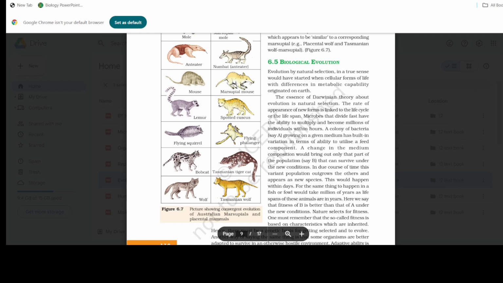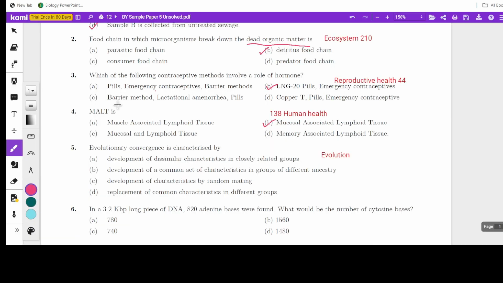Now let's check the question. The question is asking about evolutionary convergence. It is characterized by, let's see the options: development of dissimilar characteristics in closely related groups. No, here we are talking about convergence. No.